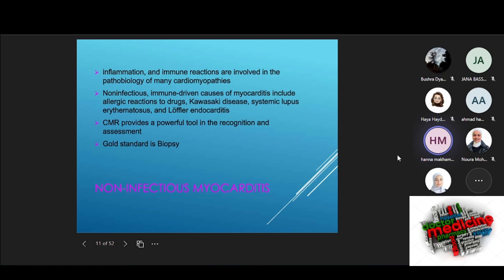Non-infectious, there is an inflammatory reaction. وحكينا هذولا من الأمثلة عليهم drugs مثل الانثراسايكلينز وال other toxins like alcohol. أحيانا بيكون جزء من systemic disease like Kawasaki. When you do cardiac MR, CMR, it's a powerful tool in the recognition and assessment, and the gold standard is biopsy if you are not certain about the etiology of the disease.